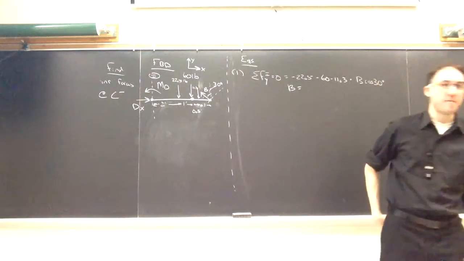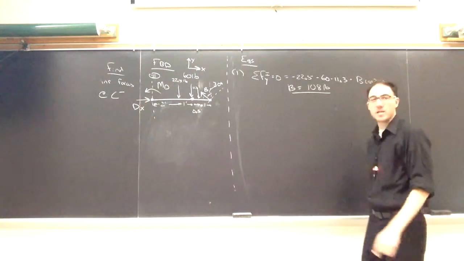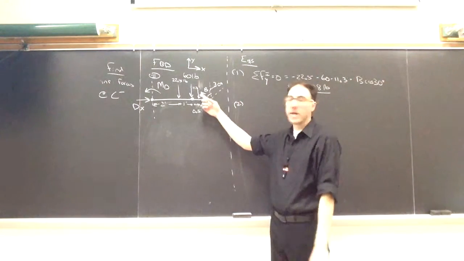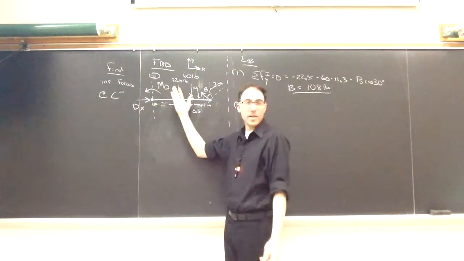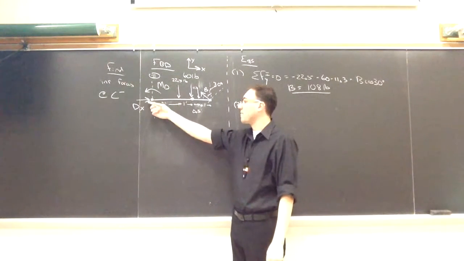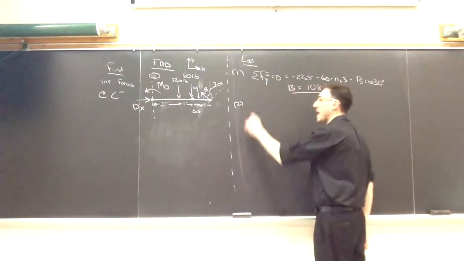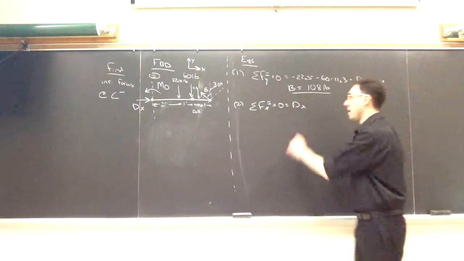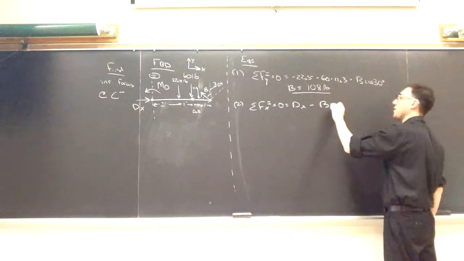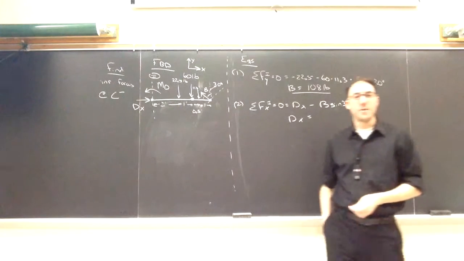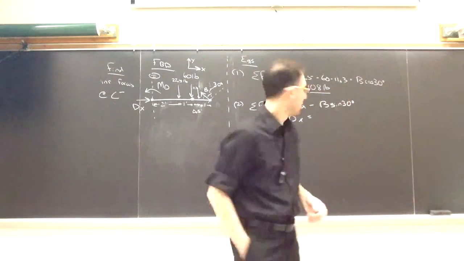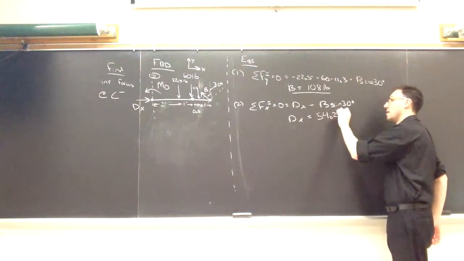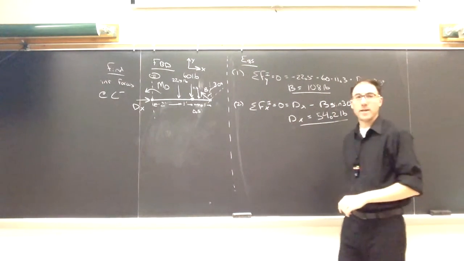So what value do you get for B? So we should get that B is positive 108 pounds. Now that we know B, really the order we do it in doesn't matter from here. Sum of forces x will give us the value for Dx. Dx only points to the right. And now I'll have minus B sine 30. So what do we get for the value of D? Right, 54.2 pounds. And that does point to the right.